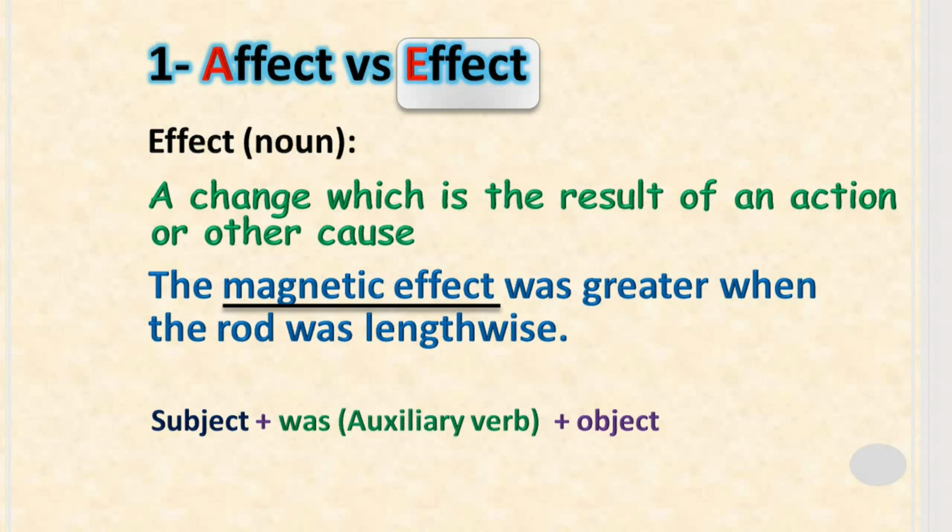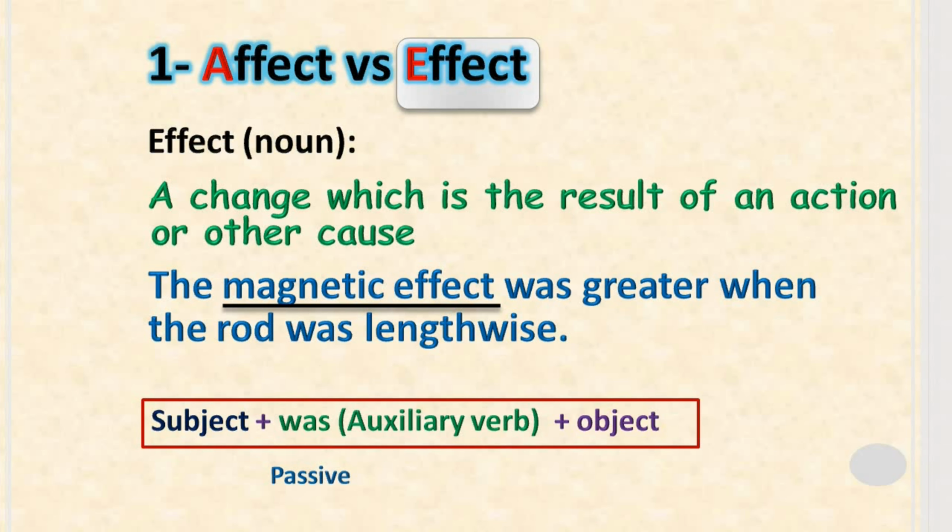So how did we make this sentence? By using the formula below: subject plus was, that is an auxiliary verb, plus object. It's past simple tense, passive voice.